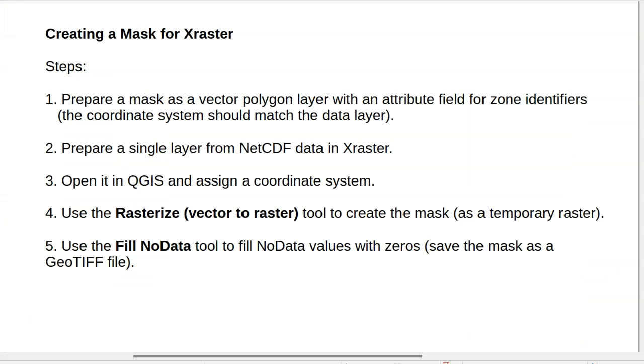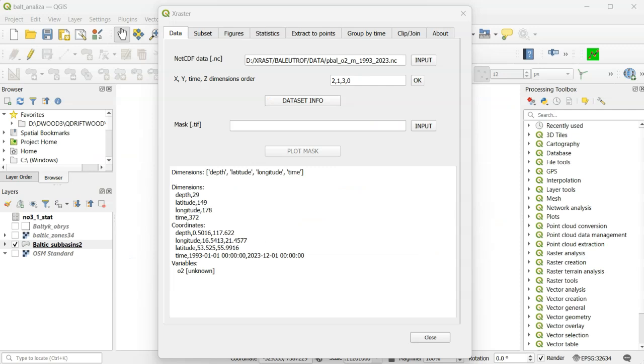Opening .NET-CDF files in QGIS is generally possible, but it becomes extremely cumbersome when the data contains a large number of layers. Therefore, from our data, we will create a .NET-CDF file containing only one layer that represents the number of rows and columns, as well as the georeferencing of our data. In Xraster, we open our data. Please note that we have a total of 29 times 372 layers, amounting to 10,788 layers in total. Opening them in QGIS would be very cumbersome. The layers consist of 149 rows, height, and 178 columns width.